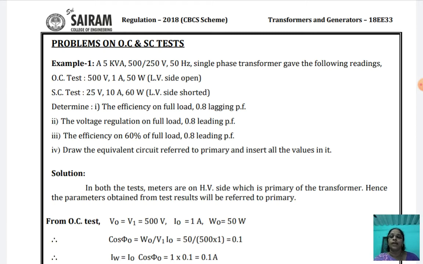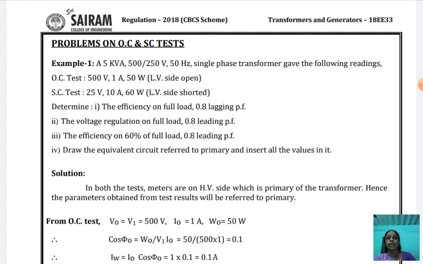Then the short circuit test: 25 volt, 10 amps, 60 watts, so the LV side is shorted. In this problem the LV side is open circuited for the OC test and shorted for the SC test. The required data they are asking: the efficiency on full load at 0.8 power factor lagging, and the voltage regulation on full load at 0.8 power factor lagging.